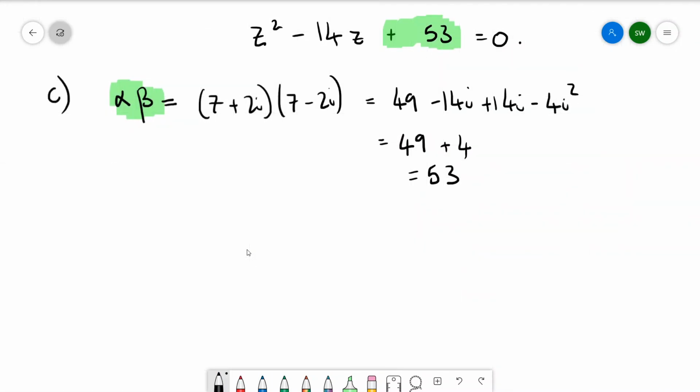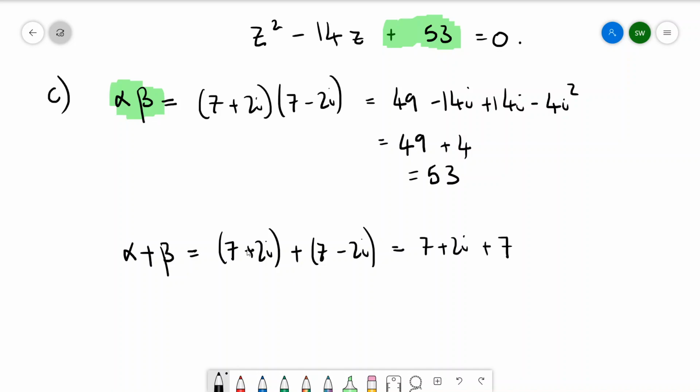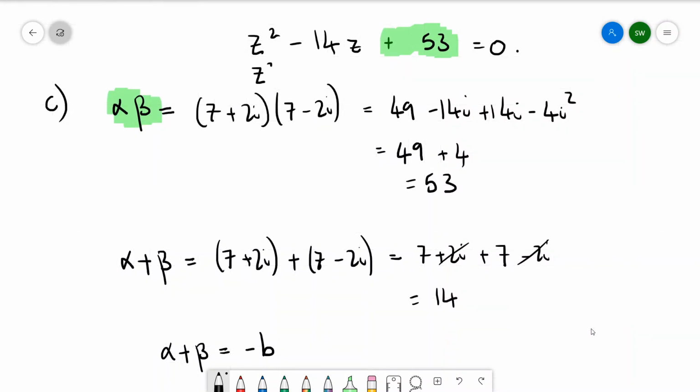Next, let's look at alpha plus beta. So we need to do 7 plus 2i plus 7 minus 2i. I don't need to write the brackets there, but I'm just showing you that I've got this complex number plus this complex number. So if we add those two things together, we're going to have 7 plus 2i plus 7 and minus 2i, which is 14, because the complex parts cancel each other out. So that's related to b in the quadratic, the coefficient of z. And actually it turns out that alpha plus beta is equal to minus b in the quadratic. And we're assuming that the quadratic's written as z squared plus bz plus c equals 0.